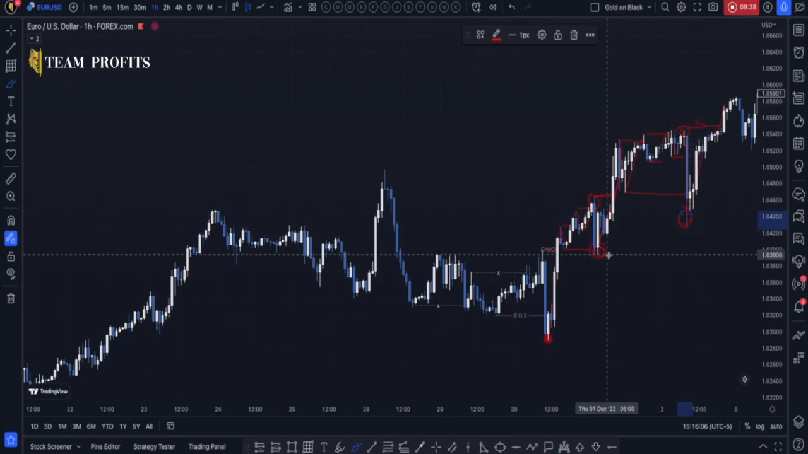You see how I'm marking them up. This is not a higher low. The same with the highs right here.